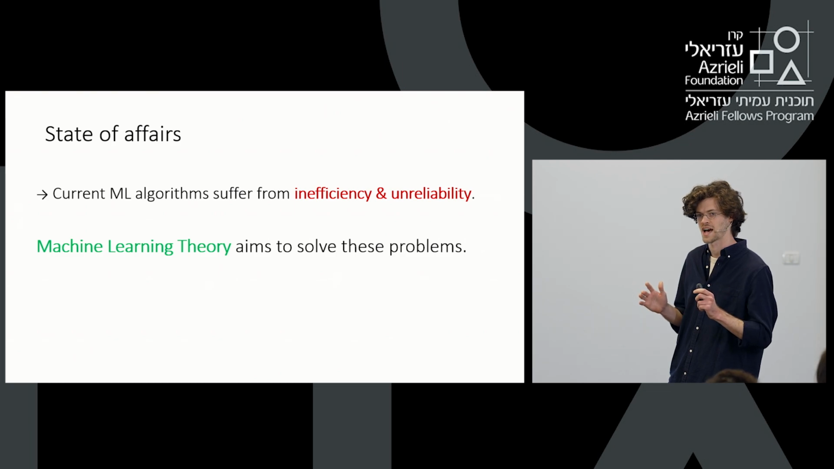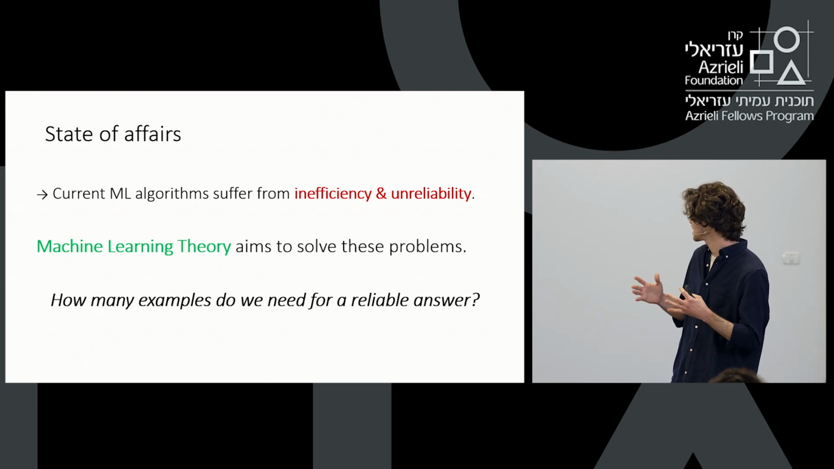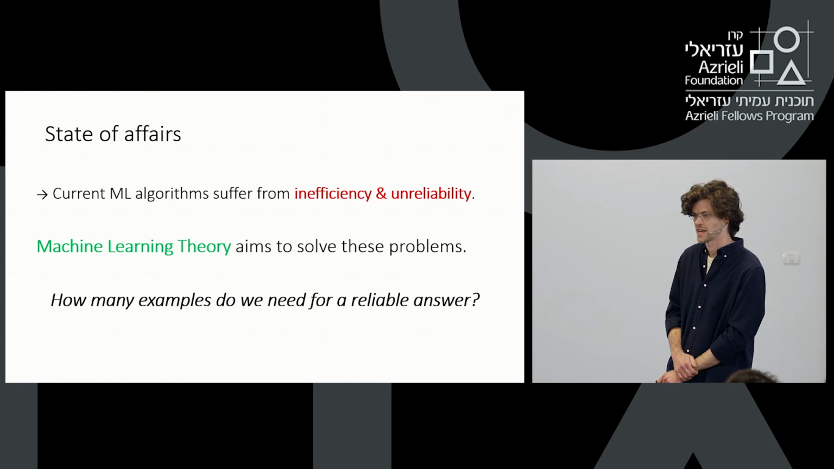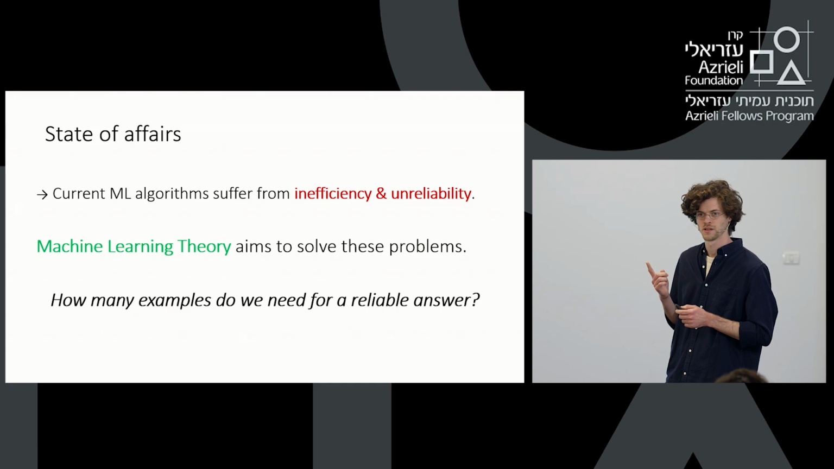So the question we always have in mind, the motivating question, is: given some task, how many examples do we need in order to come up with a reliable answer for that task? So in order to understand this question, let's start from understanding how even a single example looks from the point of view of a computer.